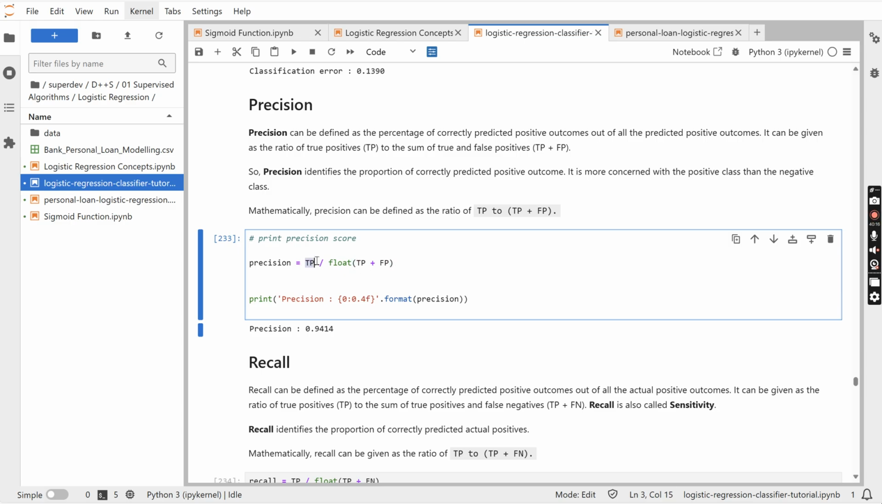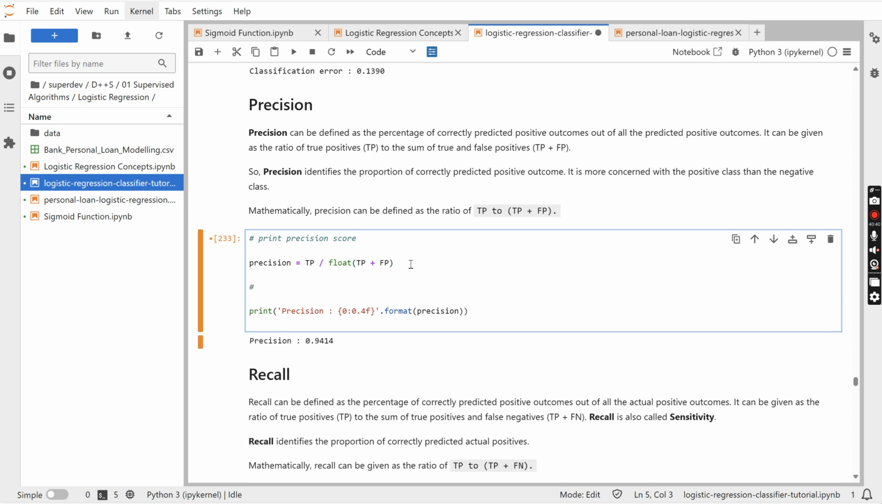Let's just say true positive was 5, the same true positive you are taking here: 5 divided by 5 plus 0 is 100%. So you can improve the precision by decreasing the false positives. The closer the false positive to 0, the lower the denominator, hence the higher the precision. I'll write it down here: lower the false positive, higher the precision. So it should be closer to 0.